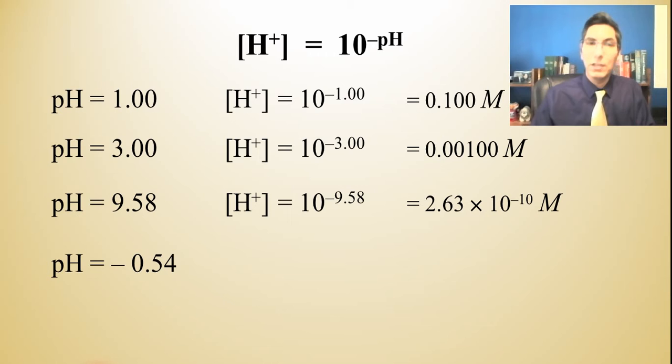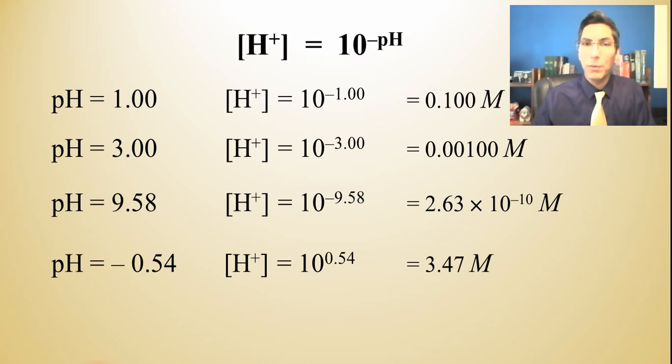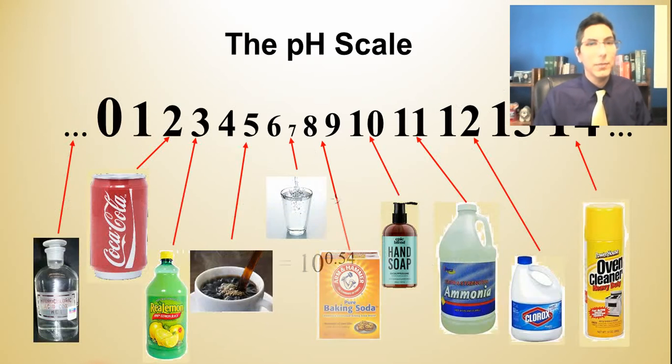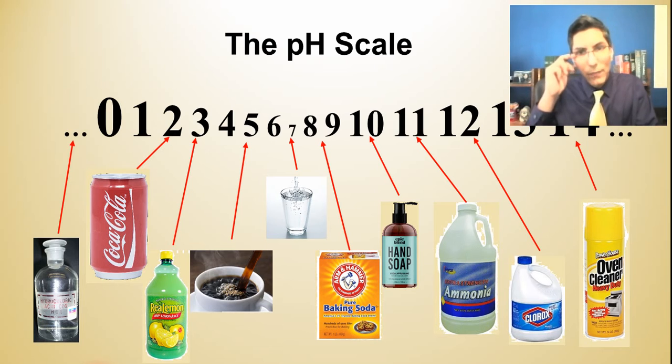That means that H+ equals 10 to the positive 0.54 power this time, isn't it? Which is equal to about 3.47 molar. That's a very concentrated acidic solution, isn't it? If it has all that, 3.47 moles per liter H+, very acidic, it can have a negative pH, as we can see here.